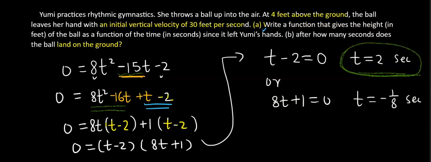That's it. That's how you use the vertical motion model, how you factor a trinomial of the form ax squared plus bx plus c, and how you use the zero product property.